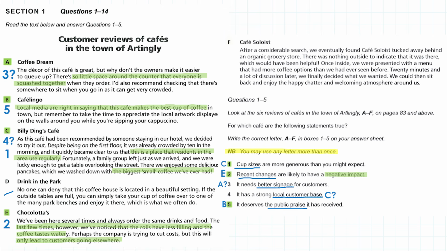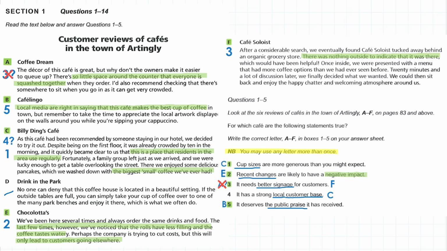And what about the last one? Here I found this line. There was nothing outside to indicate it was there. And that is about the signage, right? So this is number 3. 3F. And previously I thought maybe that's A, but now I know, no, it's not.